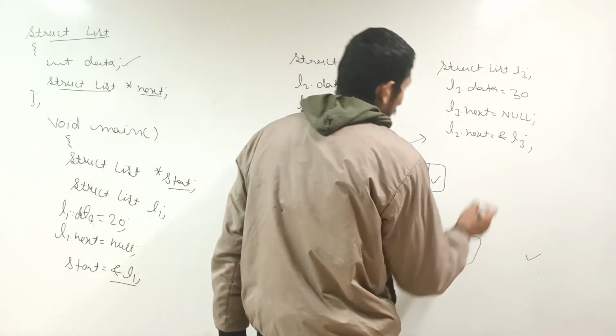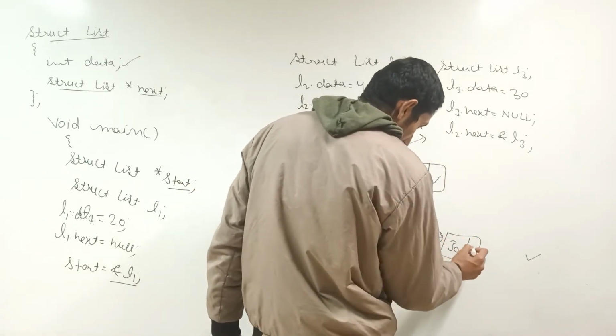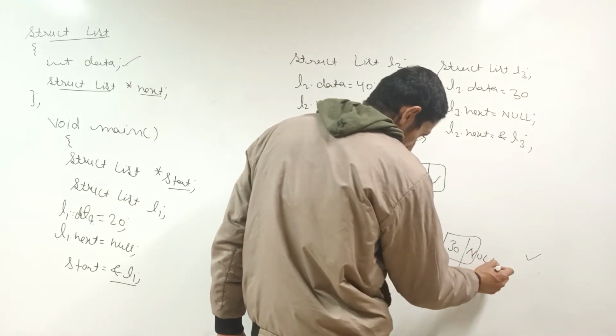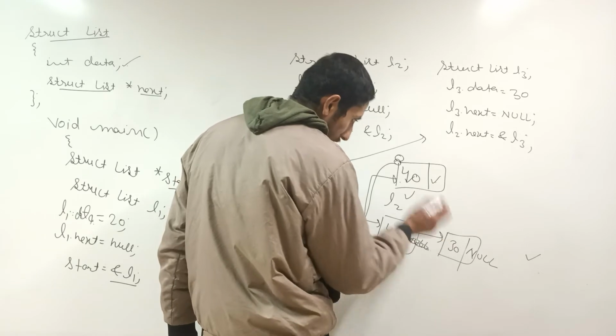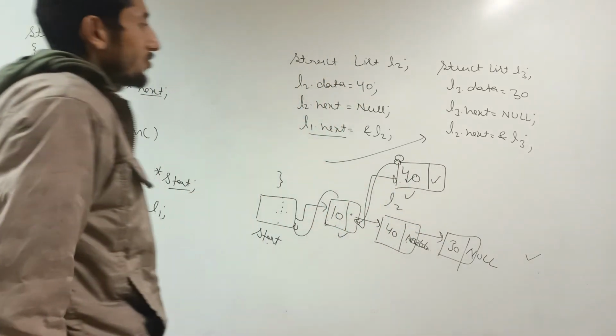We can put a value of like 30. In the address part, I have put null. And what is happening? I am copying the address of this one into this one. So these two blocks will be linked. Okay, so that is the example.